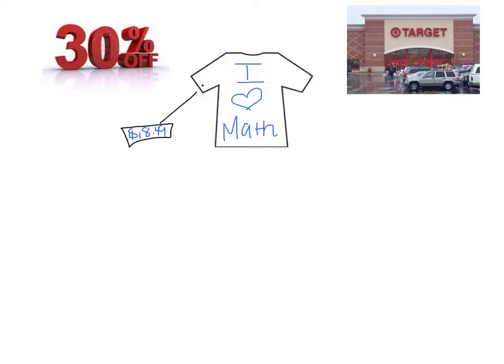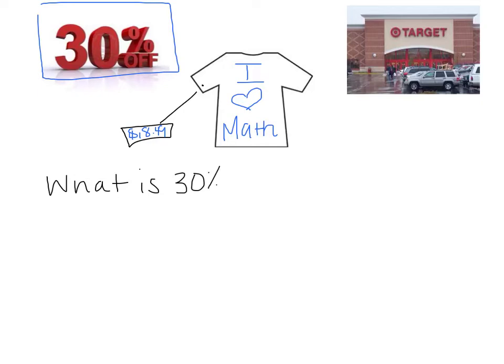The great news is that when I grab my shirt off the rack, I realize that there's a poster hanging above it that says everything is 30% off. So I'm going to figure out how much this shirt is going to cost me. The first thing I'm going to do is take my shirt price and ask, what is 30% of $18.49? Because this is going to tell me how much I'm not paying. It's going to tell me what the discount is, what that 30% off is. So x equals 30%, converted to a decimal, times 18.49.